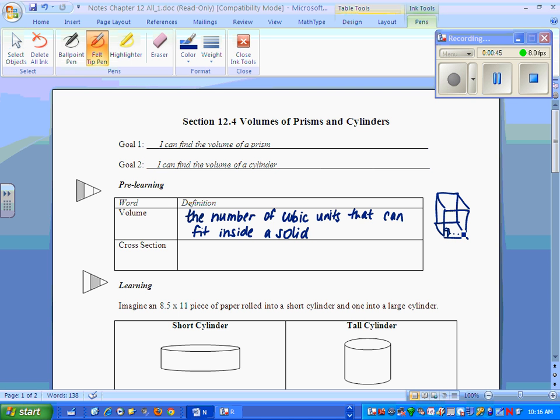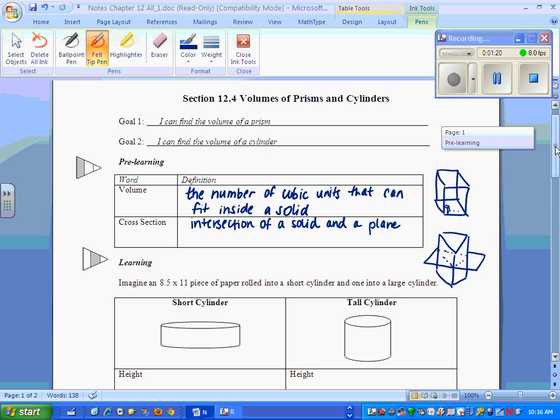Okay, the cross section is the intersection of a solid and a plane. Not necessarily an airplane, but a plane, a geometric plane. If you remember, if I cut a plane through this prism, the cross section ends up being a triangle. That's the shape that is going to form inside this prism. Okay, let's first talk about volume of cylinders.